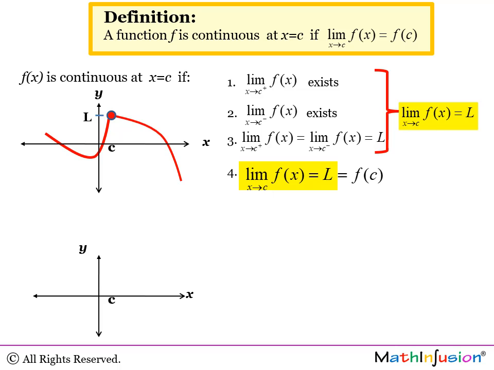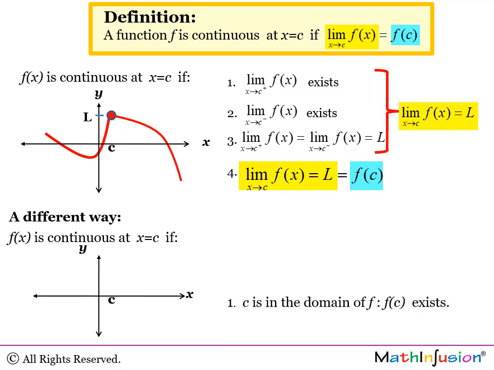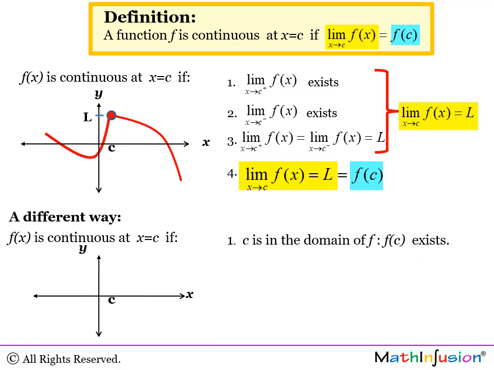There is also a different way to view this. So let's see. First of all, if the function is continuous at x equals c, then x equals c has to be in the domain of the function, which means that f of c exists. So we know that there is something there. There is some value for the function at x equals c. But this is not enough.